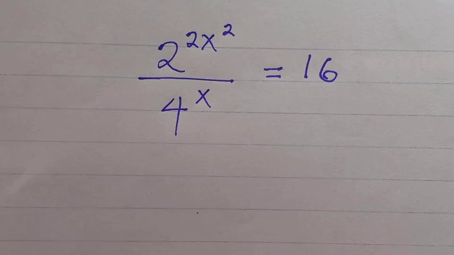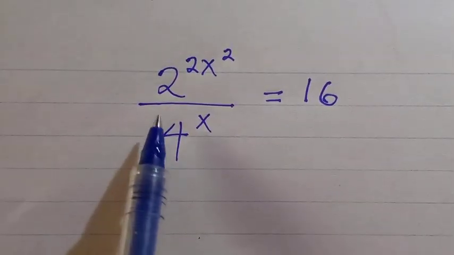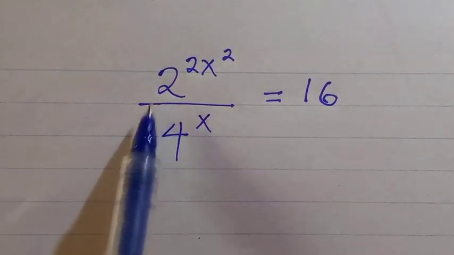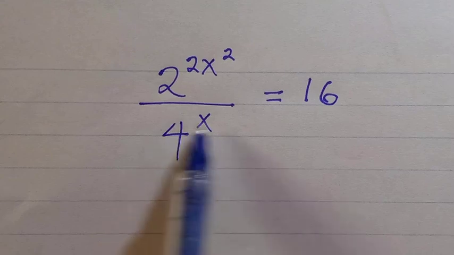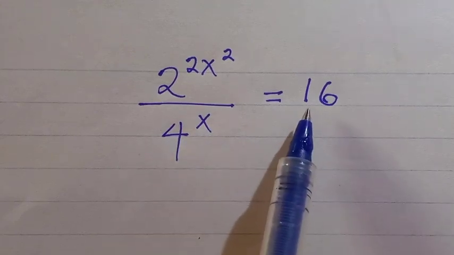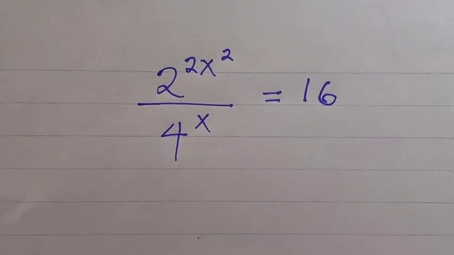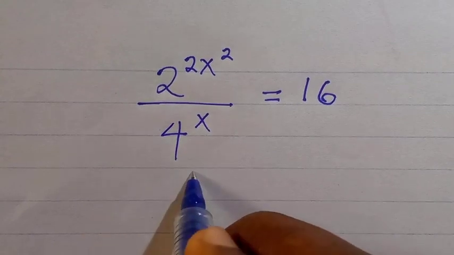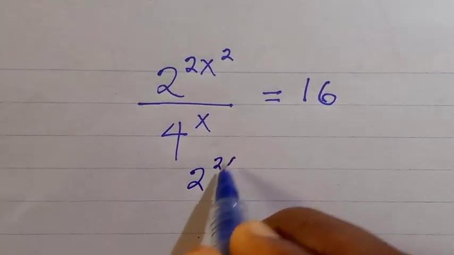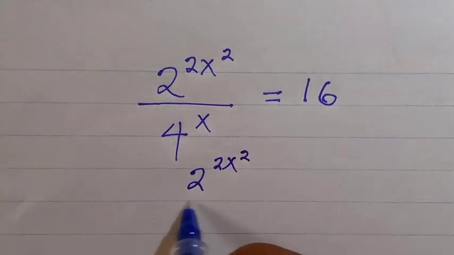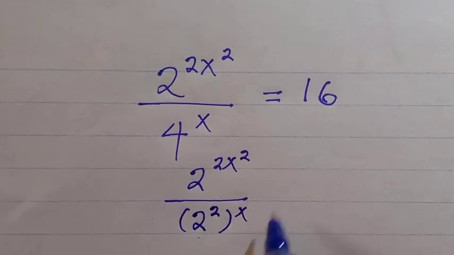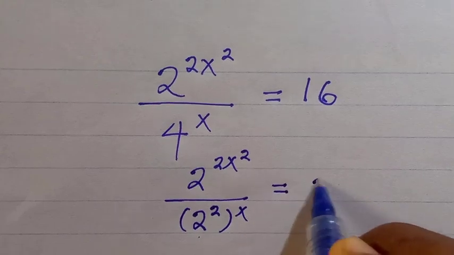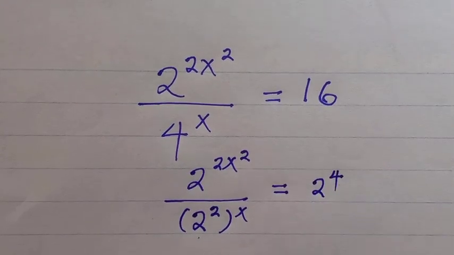So the first thing we are going to do is, since we have the smallest base, which is 2, and 4 can be expressed as 2 to the power of 2, while 16 is also 2 to the power of 4, we try to do that. So here it becomes 2 to the power of 2x squared divided by 2 to the power of 2, all raised to power x, equals 2 to the power of 4, which is 16.